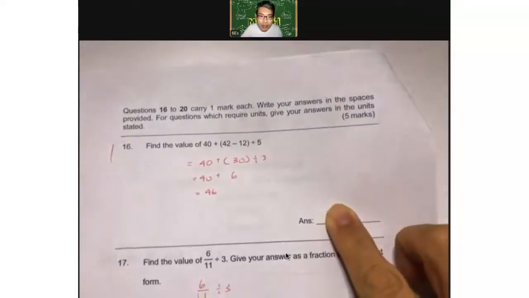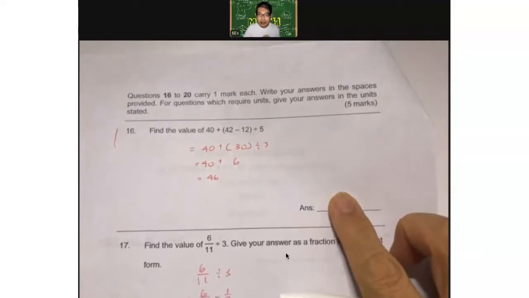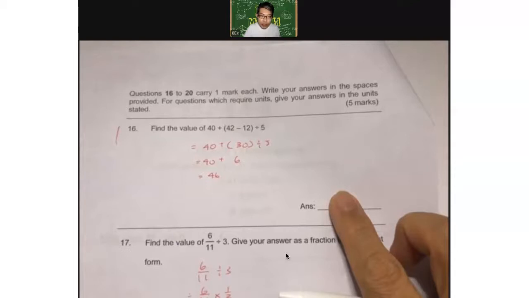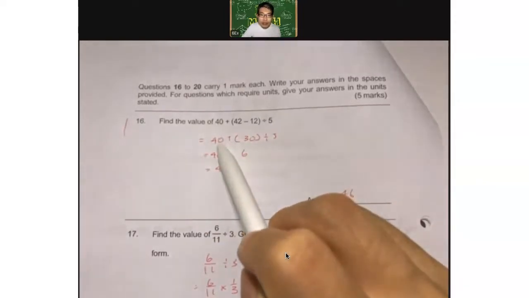As always, remember there are no calculators for this section. So find the value of 40 plus 42 minus 12 divided by 5. Now this is order of operation. For order of operation, you do the brackets, multiplication, division first. So for example, I will do this. 40, I don't do anything to it.